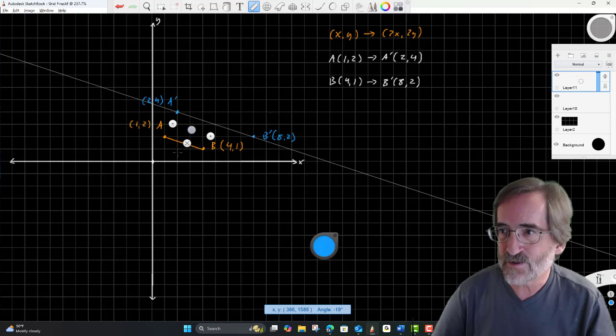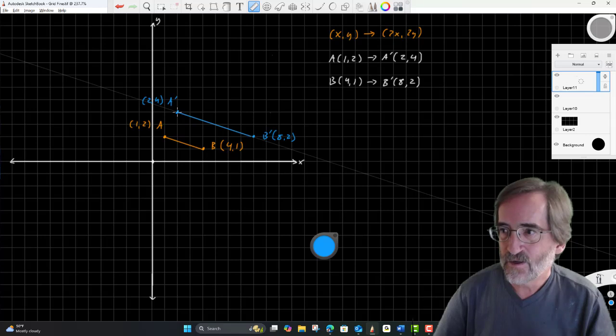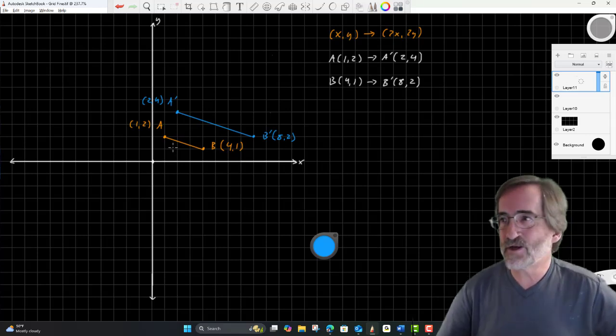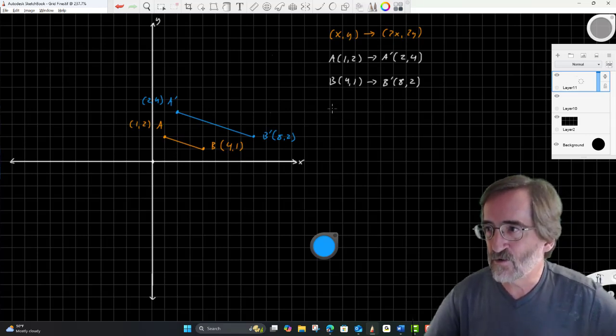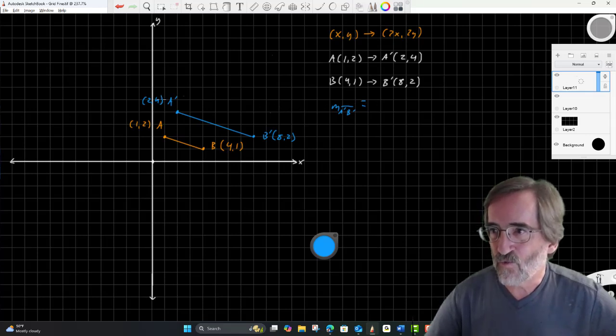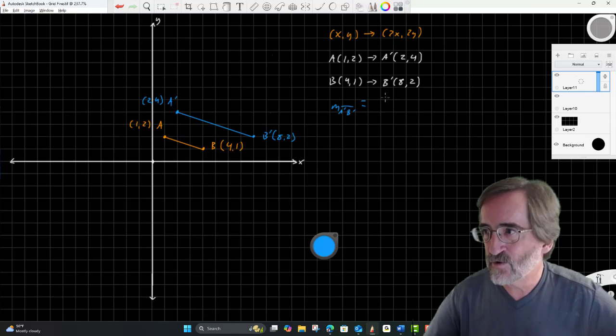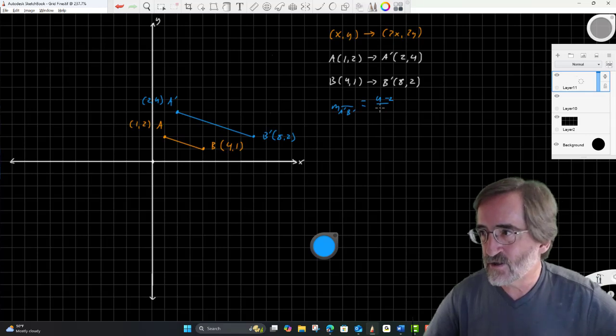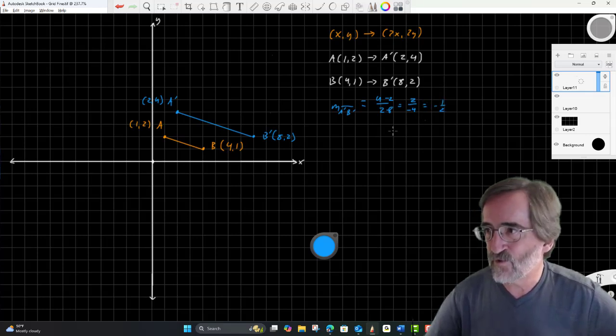One of the things I notice is the lines seem to be parallel. They're parallel. They have the same slope. Let's check that out. Let's check the slope of A prime, B prime. Change in Y. So Y goes from 4 to 2. 4 minus 2. Change in X. X goes from 2 to 8. 2 minus 8 is 2 over negative 4, or negative 1/2 if we reduce it.